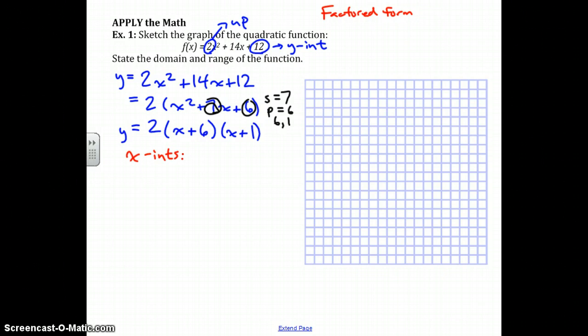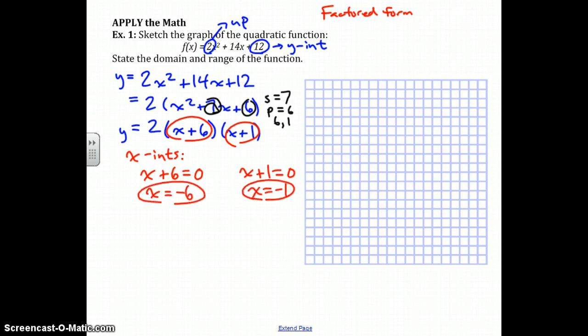So to get our x-intercepts, we could just look and go, okay, 6 and 1, and we have to change the signs. Or a better way to do that would be to take each of these factors and set them equal to 0, and then just solve the factors for x. This is x equals negative 6. This is x equals negative 1. Right, so those there are our x-intercepts.